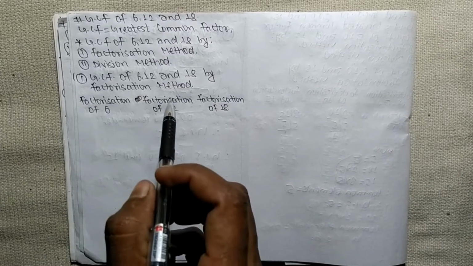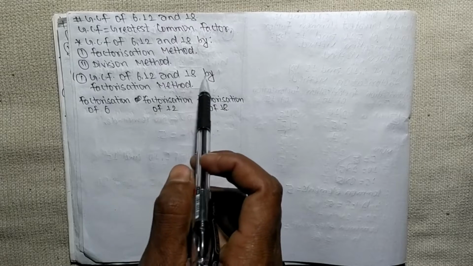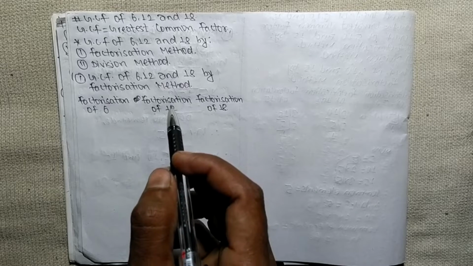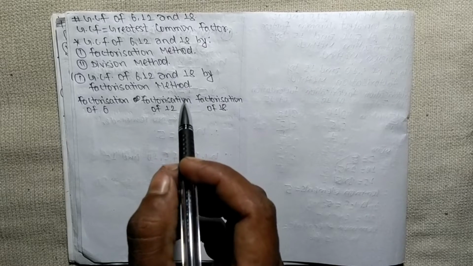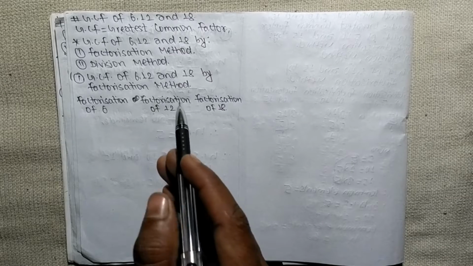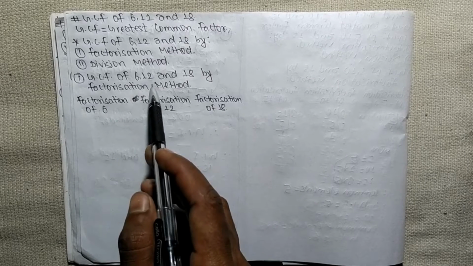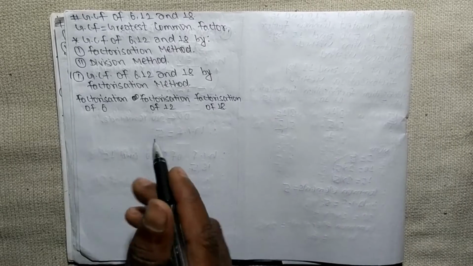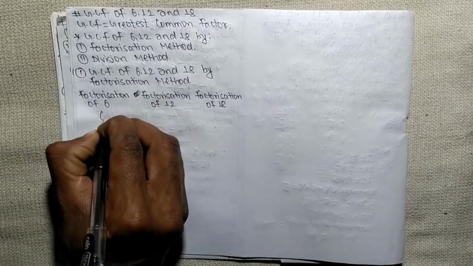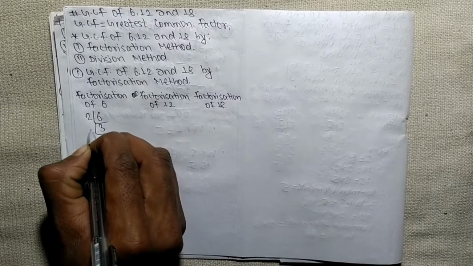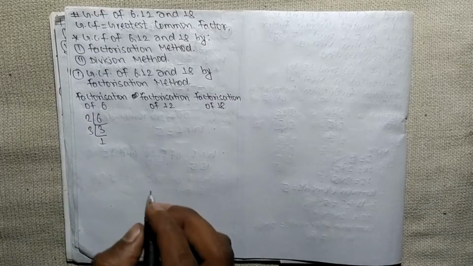So first of all we shall learn to find GCF of 6, 12 and 18 by factorization method. While finding GCF by factorization method, you have to take the prime factors of all the given numbers. So here numbers are 6, 12 and 18, which means we have to take the prime factors of 6, 12 and 18 separately. First of all we find the prime factors of 6. Factorization of 6 is 2 times 3 means 6, and 3 times 1 means 3.